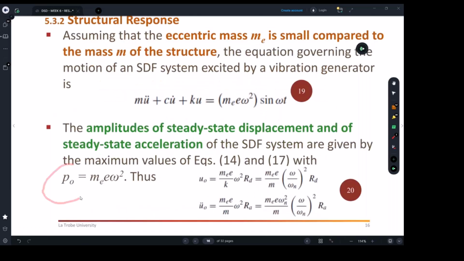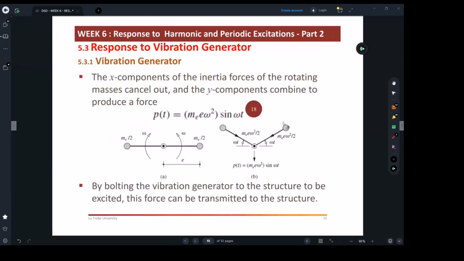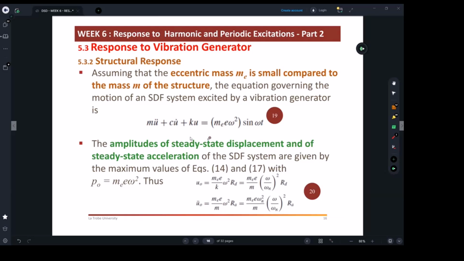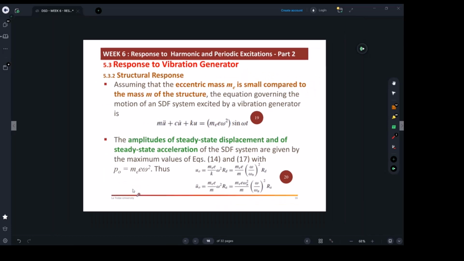Now, the peak force, which I was mentioning: when the two masses are working together, both of them standing here, pushing the mass in whichever direction, downwards or upwards, then the peak force will be calculated by this formula.